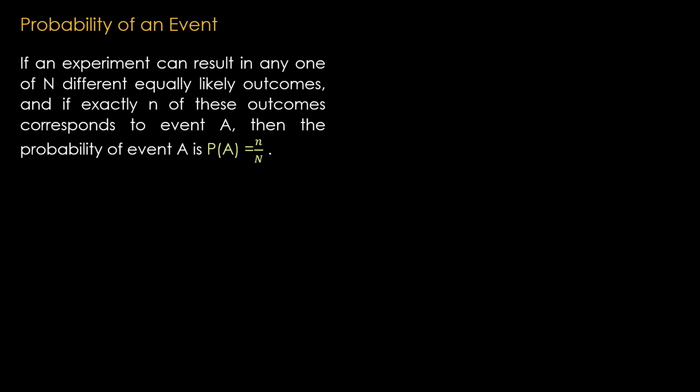Today we'll be discussing the probability of an event. If an experiment can result in any one of N different equally likely outcomes, and if exactly small n of these outcomes correspond to an event A, then the probability of our event A is equal to small n over big N, wherein the small n denotes the outcomes which correspond to your event A, and the capital N corresponds to the total different equally likely outcomes.